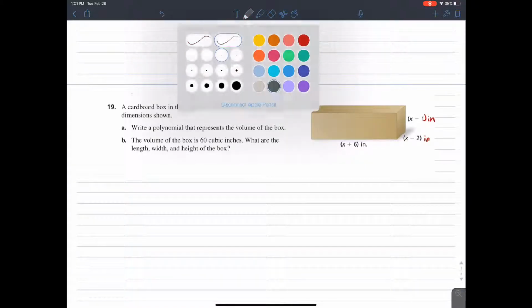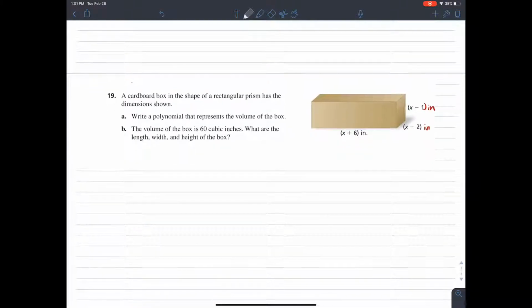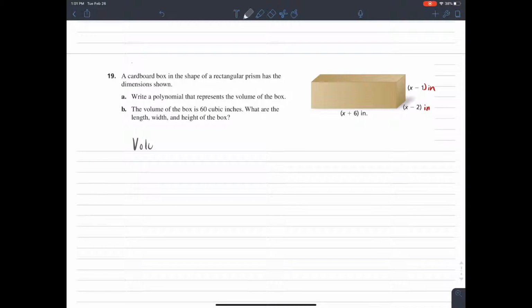So what we need to do, let's go look at part A. We want to write a polynomial that represents the volume of the box. Now we know that volume of a box is the length times the width times the height. So volume, I'm just going to write as V.